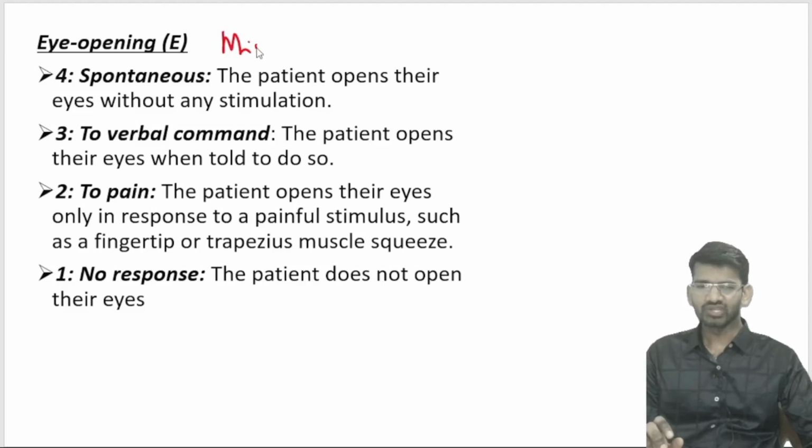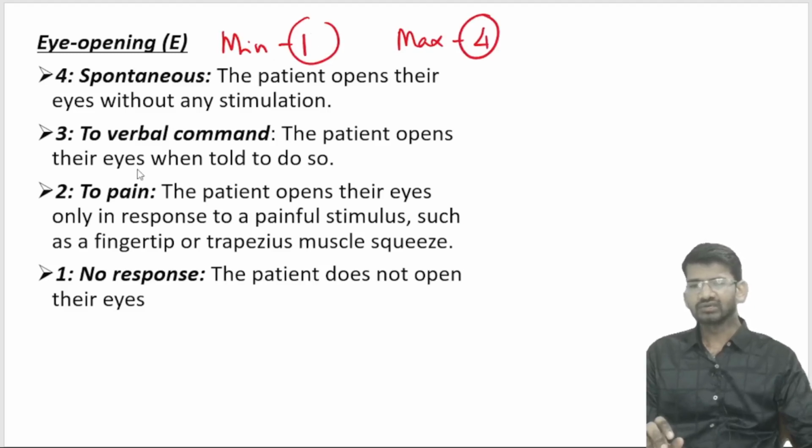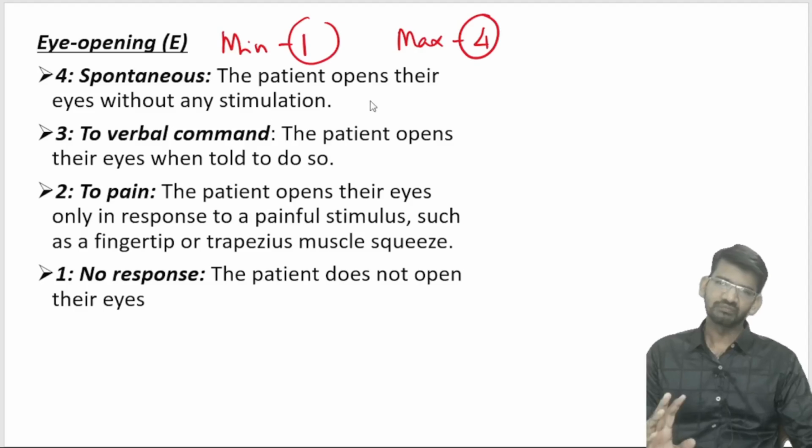The minimum score is 1 and the max score is 4. Okay, so does a max score of 4 mean the patient's condition is bad, or that there is no eye opening? See, what do the scores indicate? Sorry, 1 means bad condition, and 4 means completely healthy or completely well.